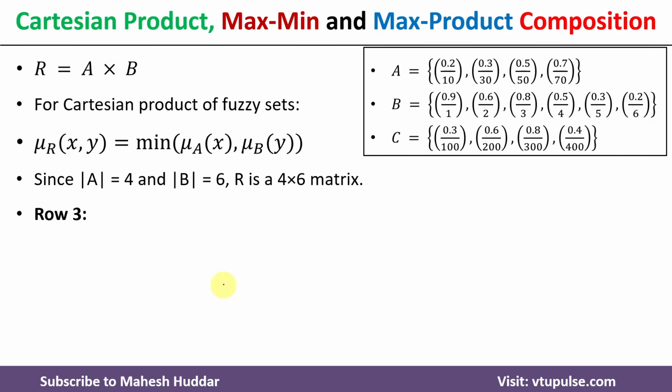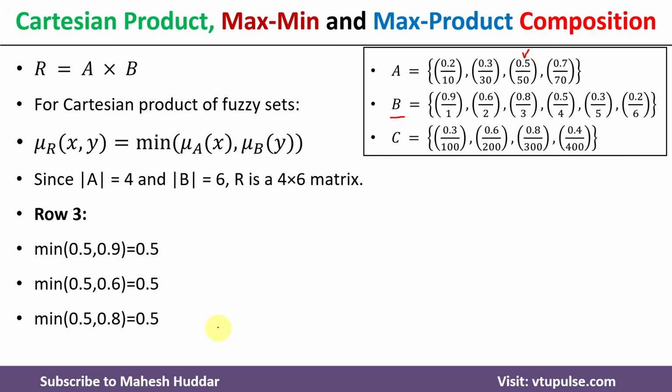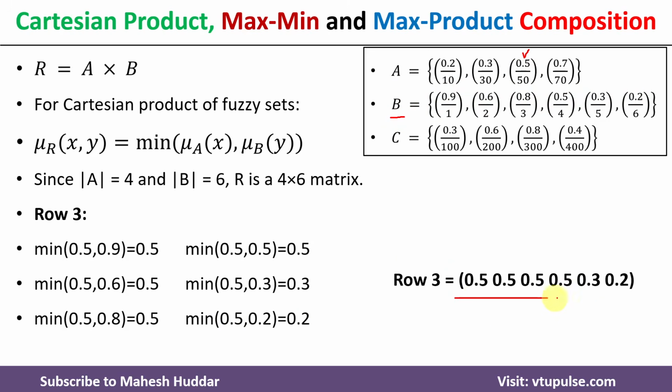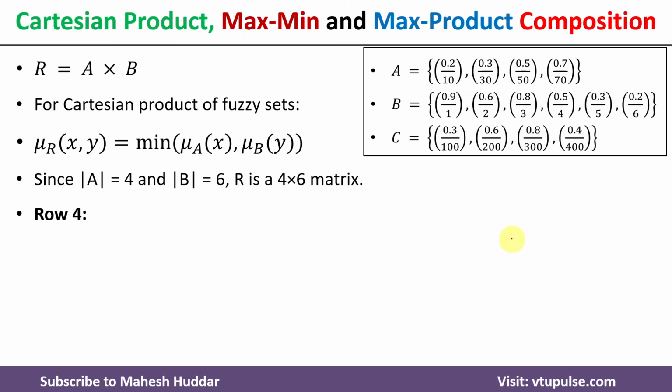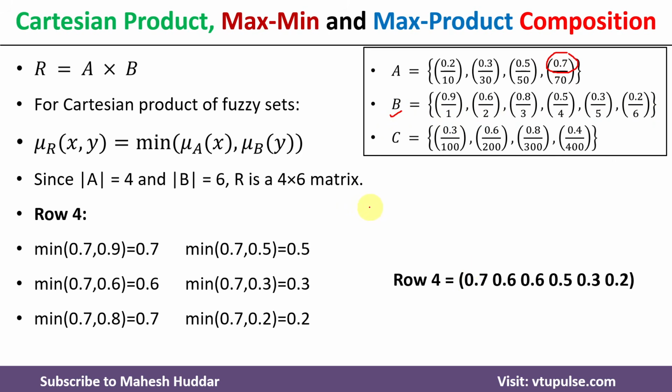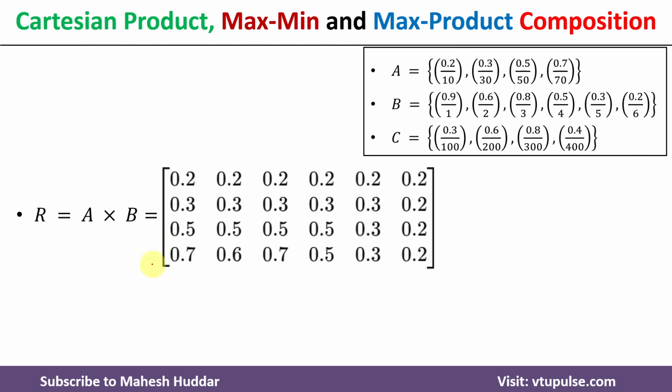Next, we need to compare the third row values. Here we need to compare 0.5 with all the membership values in the fuzzy set B. Once you do this, we will get the third row value as shown. Similarly, we need to do it for the fourth row. For the fourth row, we need to compare 0.7 with all the membership values in the fuzzy set B. Once you do this, we will get the fourth row as 0.7, 0.6, 0.6, 0.5, 0.3, 0.2. So finally, we will get the fuzzy relation R, which is equal to this matrix. This is a 4 by 6 matrix.